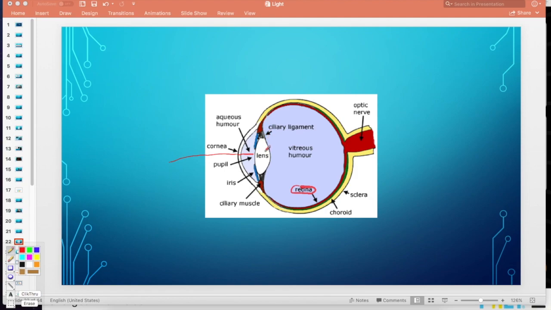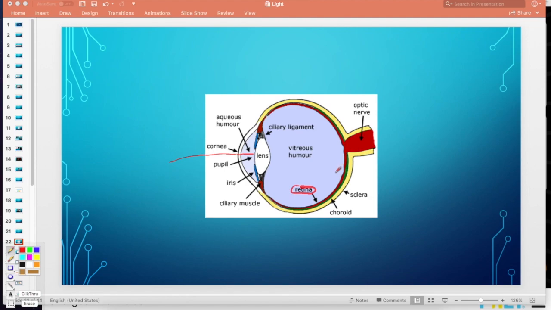The lens is attached to these muscles, ciliary muscles, which are actually capable of changing the lens's shape to help you focus on things that are near or far. The lens is going to have to bend light differently to focus it on the retina, depending on if what you're looking at is near, far, or in between.